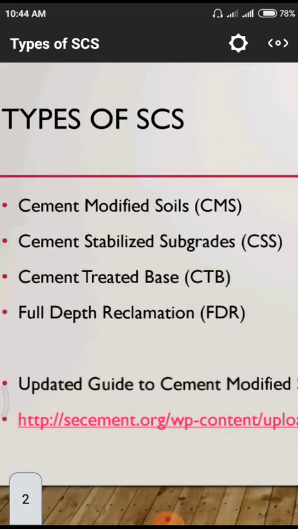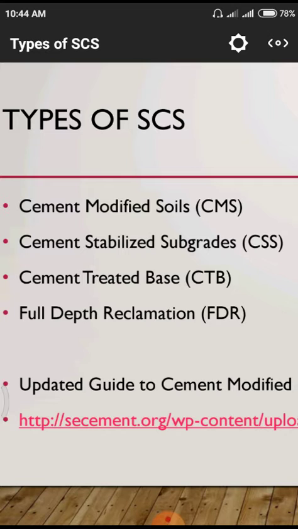And what are the different types of soil cement stabilization? Here we have SCS, which means soil cement stabilization. It is the shortcut word. Among these types, the first one is cement modified soils. That means from the total soil, we need to modify a quantity of soil with cement content.